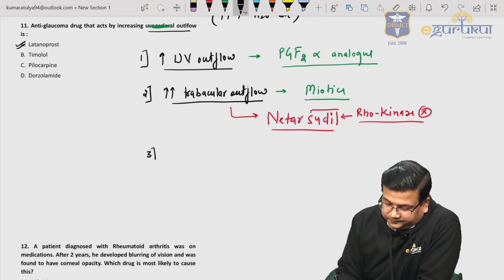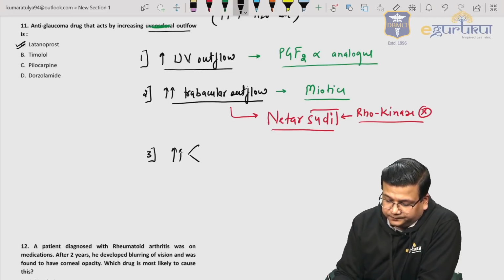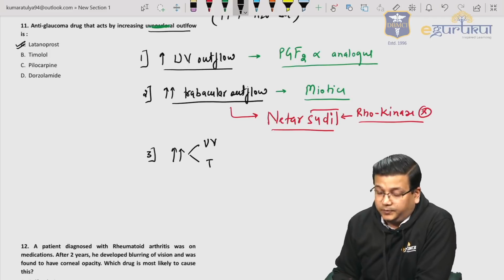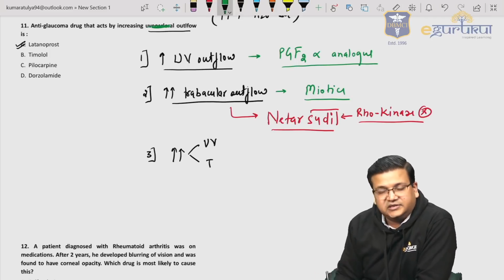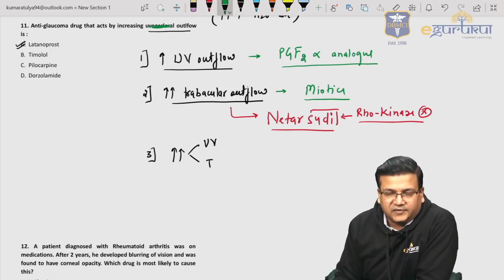Third, you are asked about drugs that will increase both uveoscleral as well as trabecular outflow. Now what would be the answer if this question is asked? Drugs that increase both uveoscleral as well as trabecular outflow.